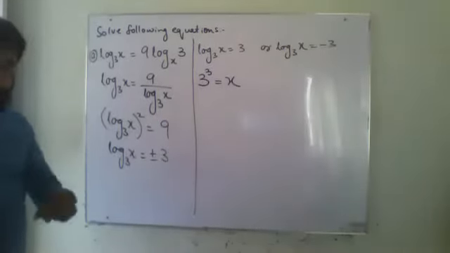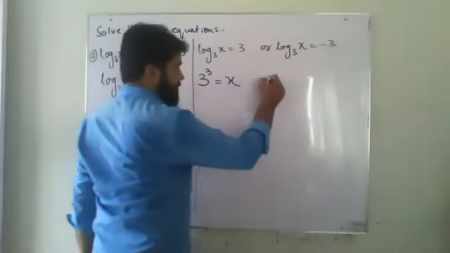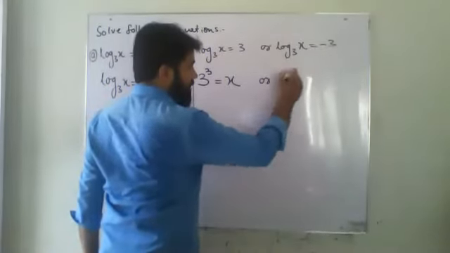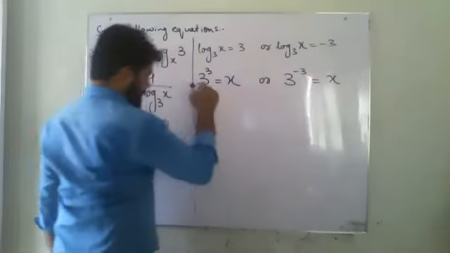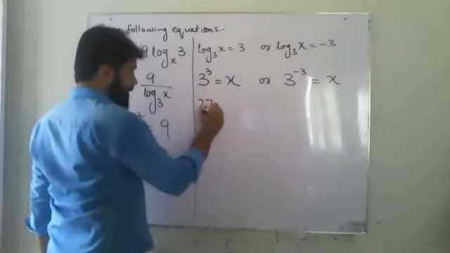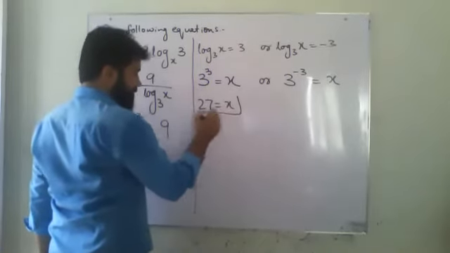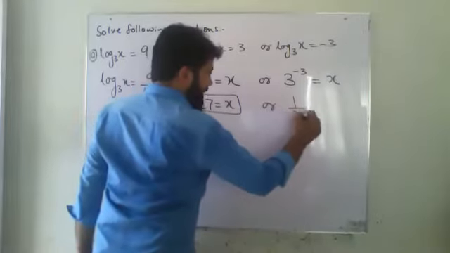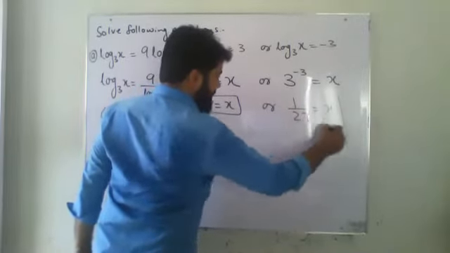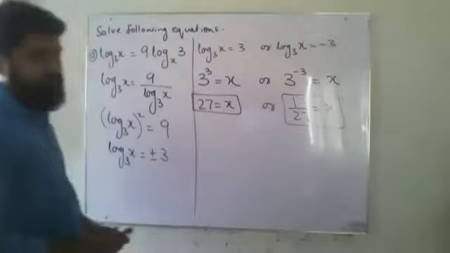Index to log form I am working over here. 3 power minus 3 equals to x. 3 cube is 27, and this will become 1 over 27 equals to x, and that's your final answer.